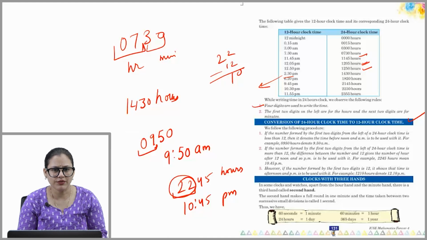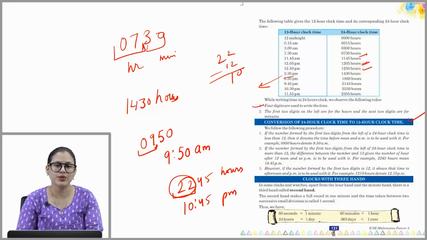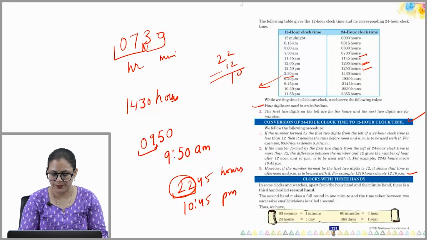Number 3, however, if the number formed by the first two digits is 12, it shows that the time is afternoon and PM is to be used with it. For example, 1210 hours means 12:10 PM, right?